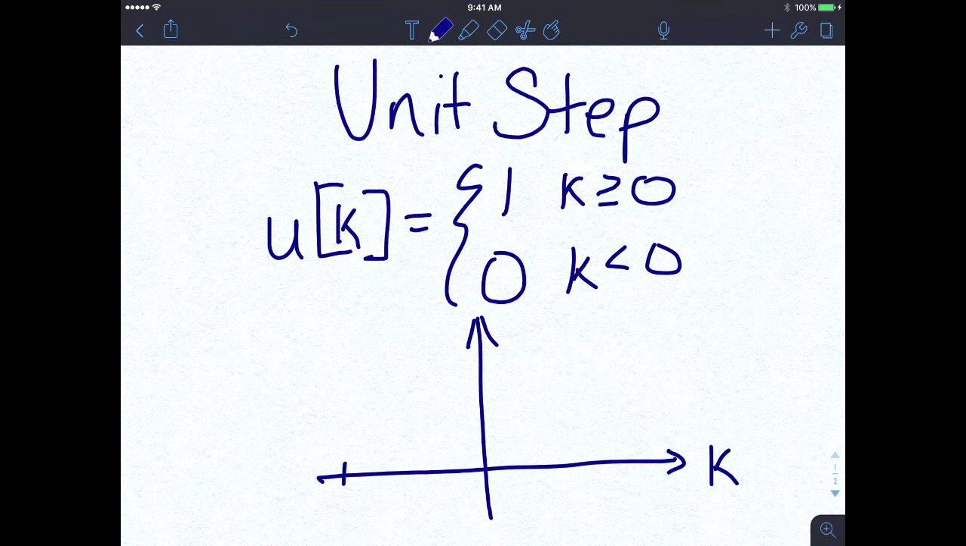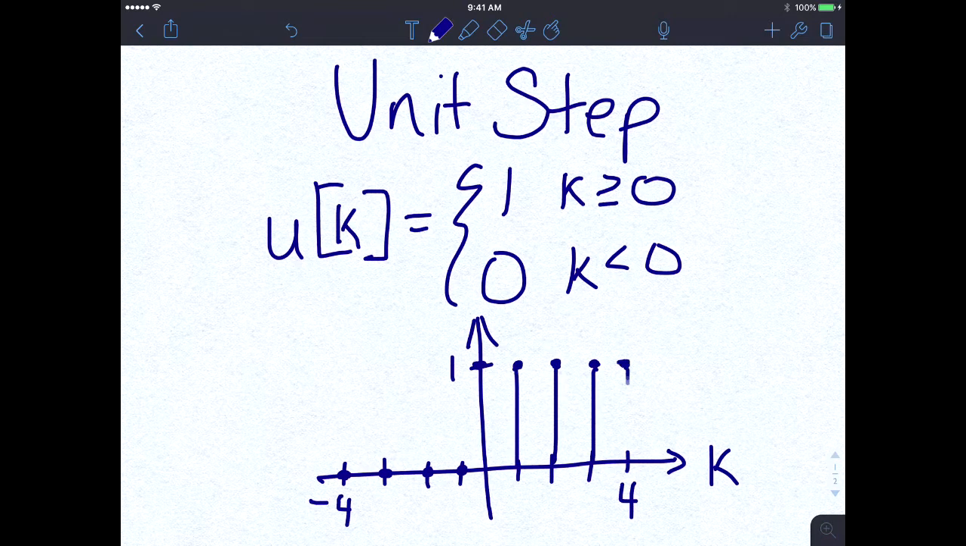So we're going to plot it from -4 to 4. For all negative values, u of k will equal 0. But once we hit 0, u of k will equal 1 for all of the positive values. Always remember that when you're drawing a plot for a discrete signal, do not make it look like a continuous signal. It should look like a stem plot almost.